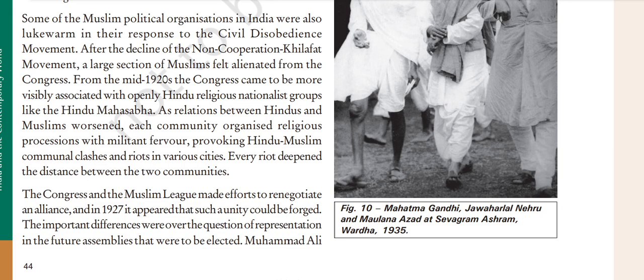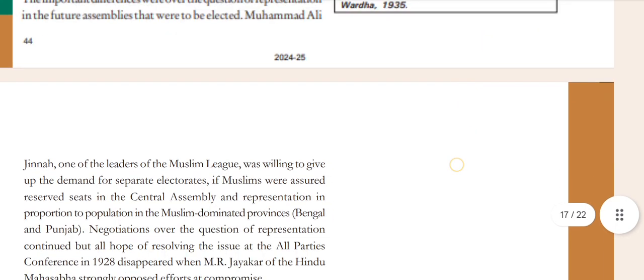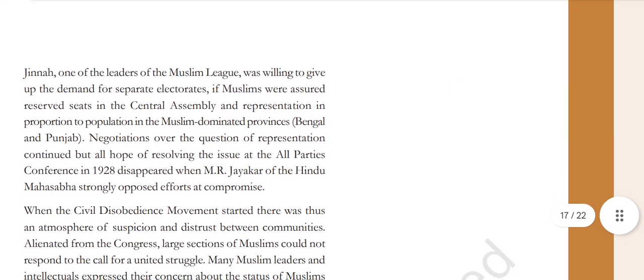The Congress and the Muslim League made efforts to renegotiate an alliance, and in 1927 it appeared that such a unity could be forged. The important differences were over the question of representation in the future assemblies that were to be elected. Muhammad Ali Jinnah, one of the leaders of the Muslim League, was willing to give up the demand for separate electorates, but Muslims were to be assured reserved seats in the Central Assembly and representation in proportion to population in the Muslim-dominated provinces, Bengal and Punjab.